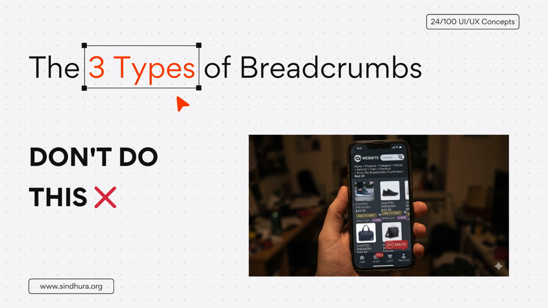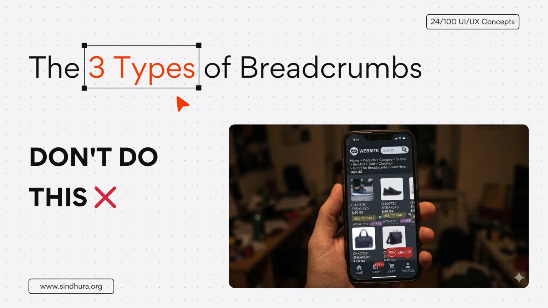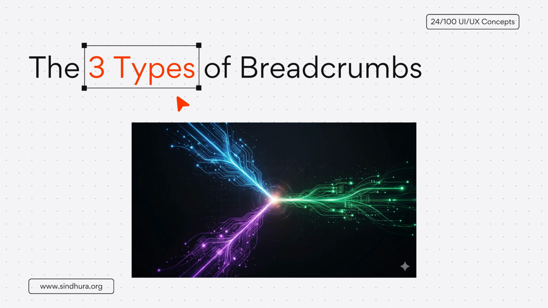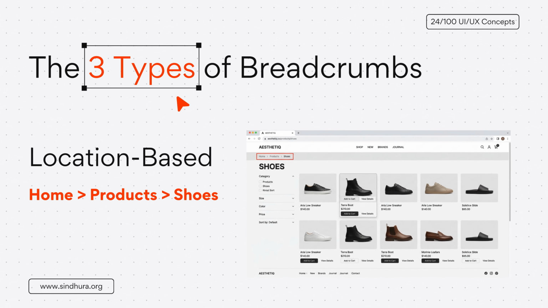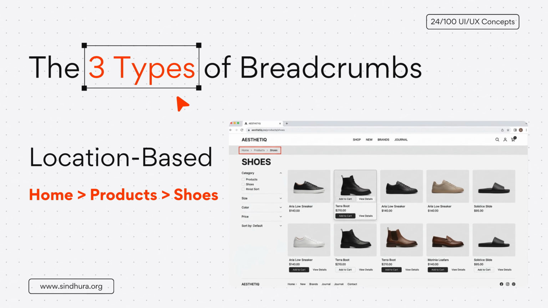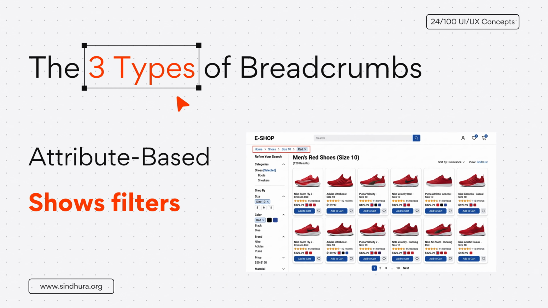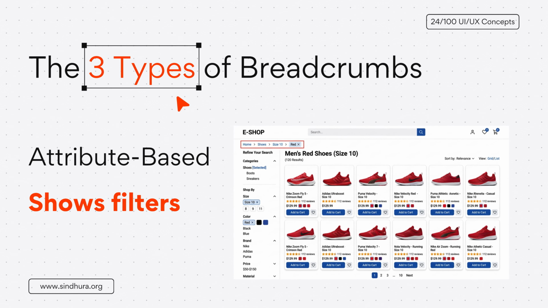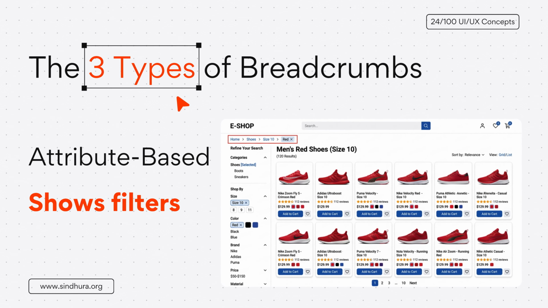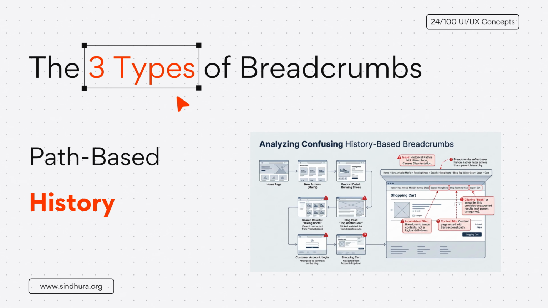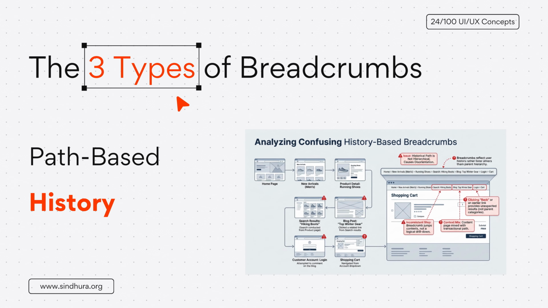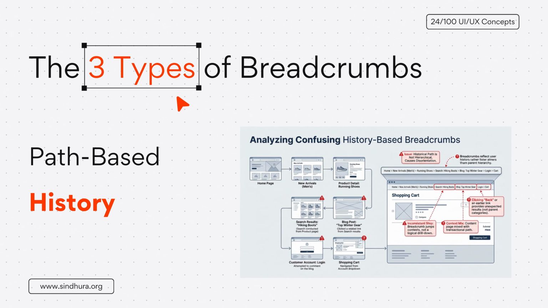But you can't just slap a text at the top of the screen. There are three specific types of breadcrumbs. Number 1, location based. This is standard hierarchy. Number 2, attribute based. This is for e-commerce. It shows the filters applied. And number 3, path based. This shows the exact historical steps the user took to get there.